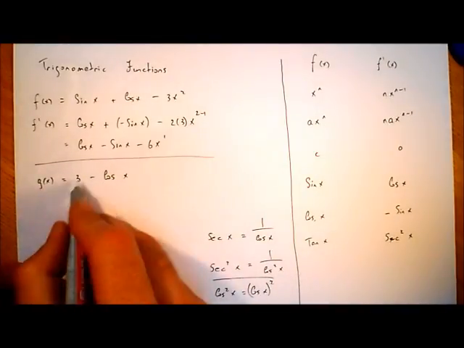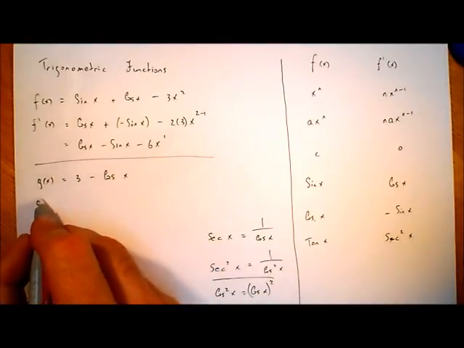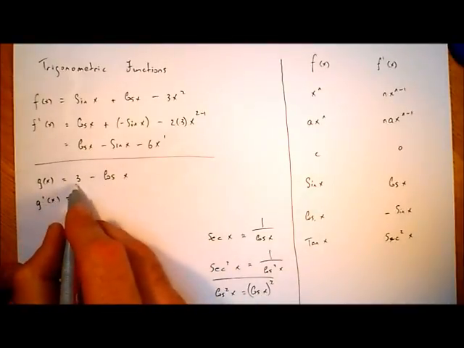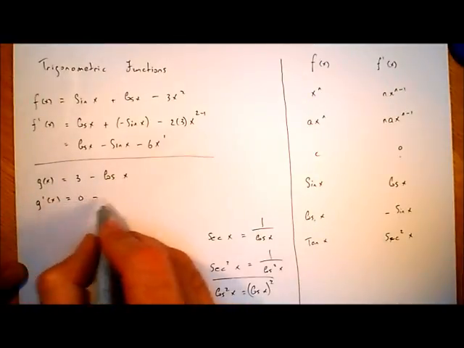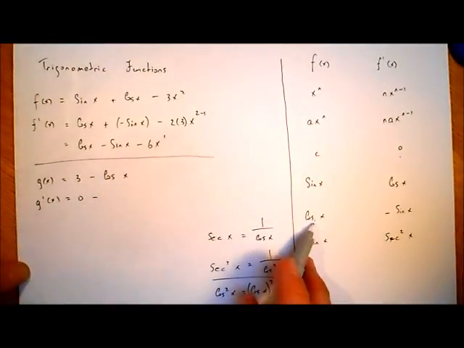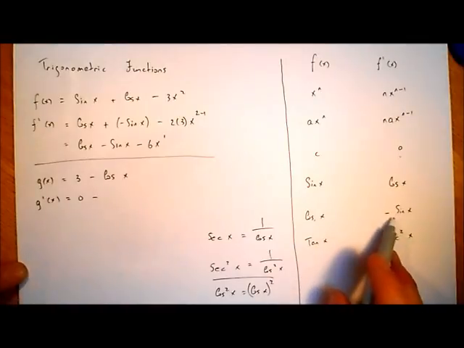So again, we've got a difference, so we can just take each bit individually. So g dash x would be, well, we've got a constant here, and a constant differentiates to give us 0. So we get 0 minus cos x differentiates to give us minus sine x. So just be careful of this minus sign here.